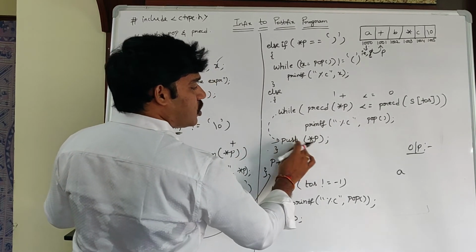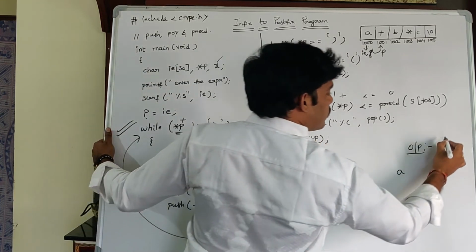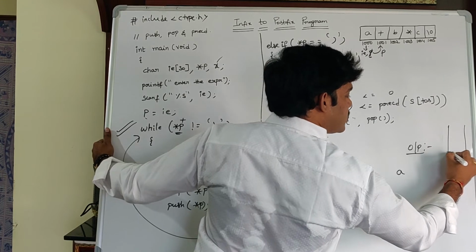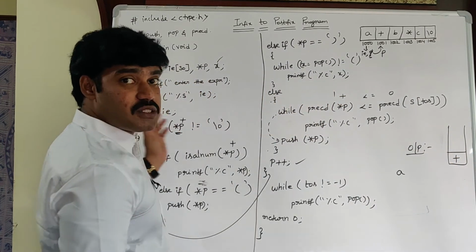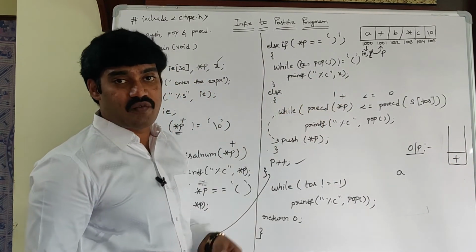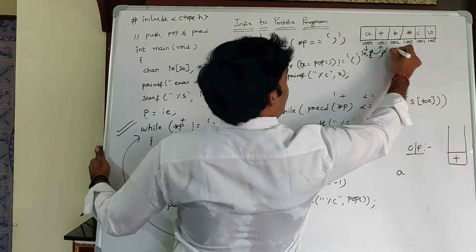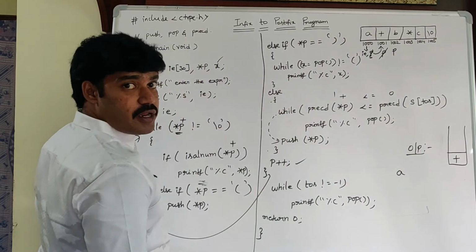It comes to push: push of *p. So take the stack data structure. Push of *p means push +. That means the new operator priority is greater than the top of the stack. After this, again it comes to p++. Now it moves to the 1002 memory location.